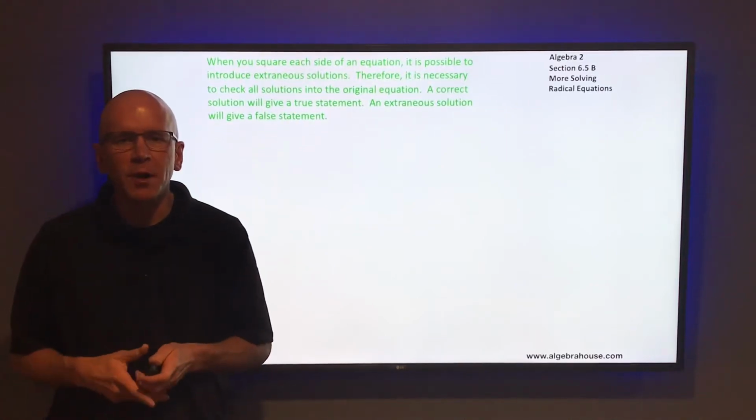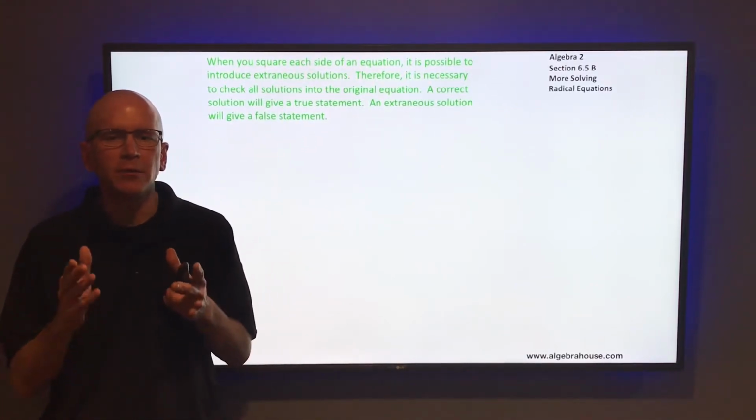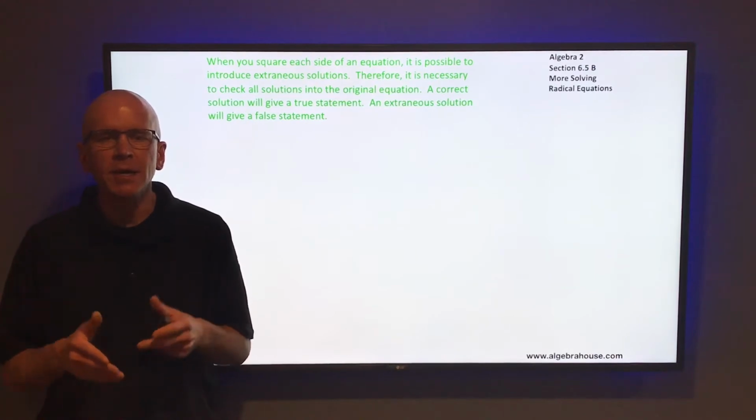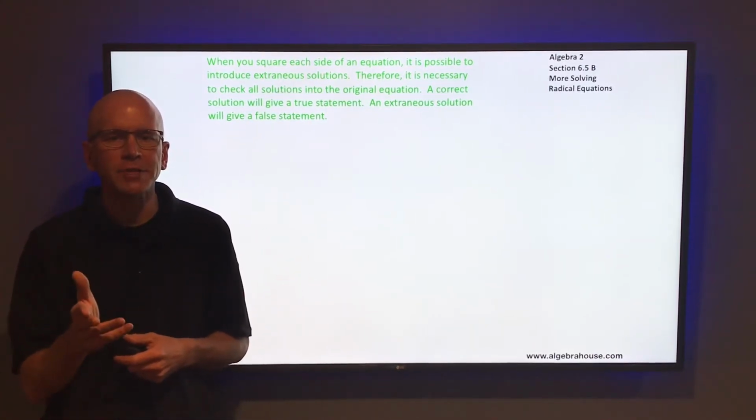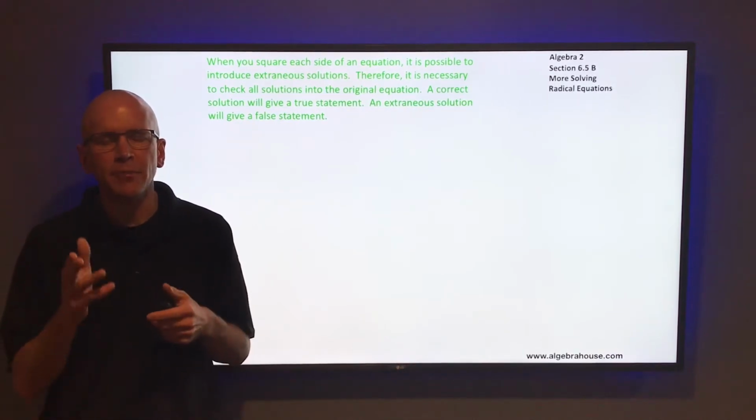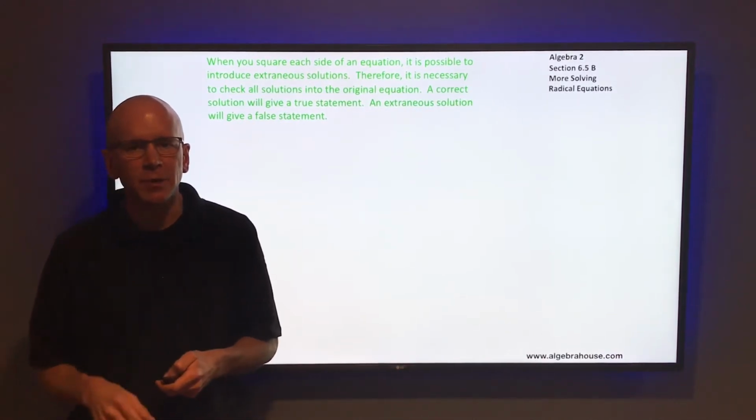Remember, whenever you square both sides of an equation, you may introduce what are called extraneous solutions. So whatever solutions you get, you want to check back into the equation. If it makes a true statement, then that is a solution. But if it makes a false statement, that is an extraneous solution.